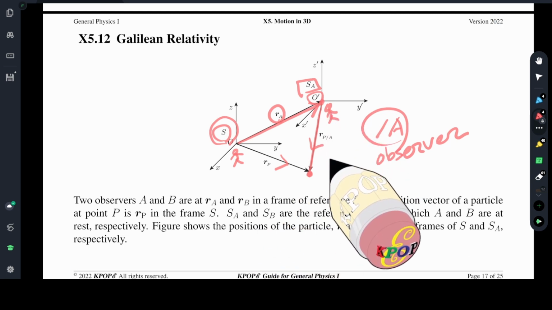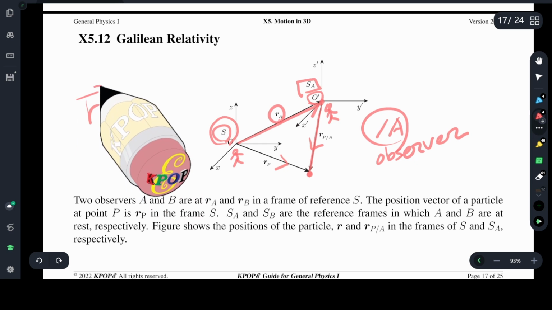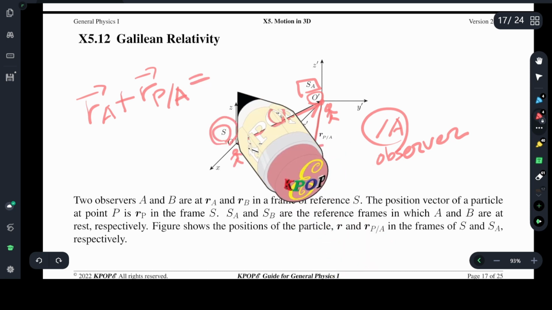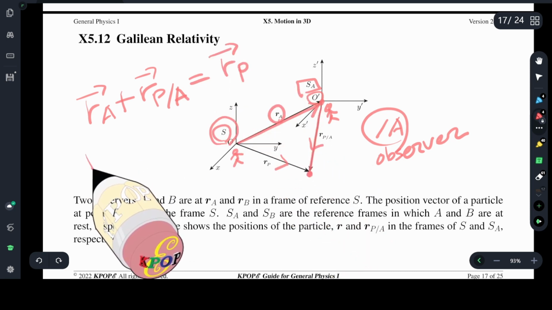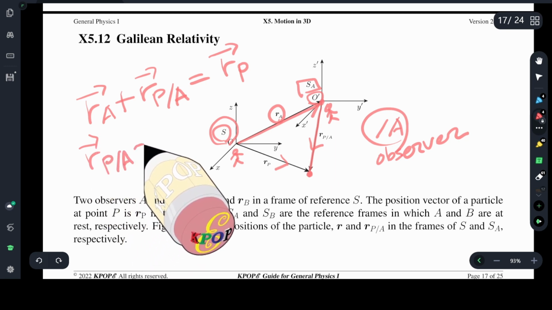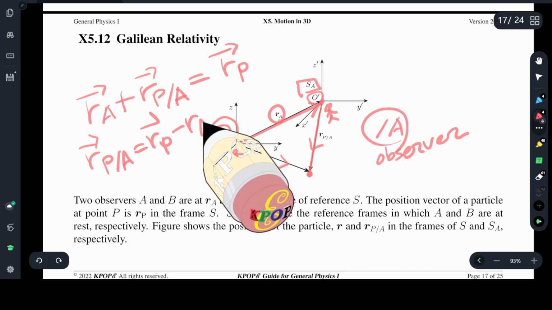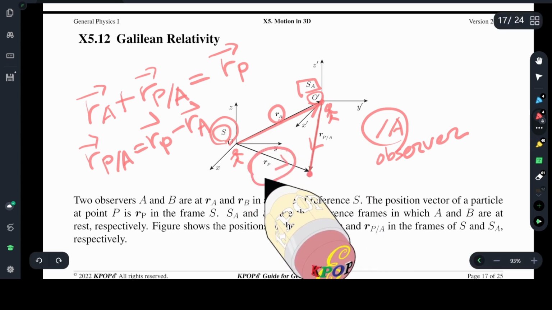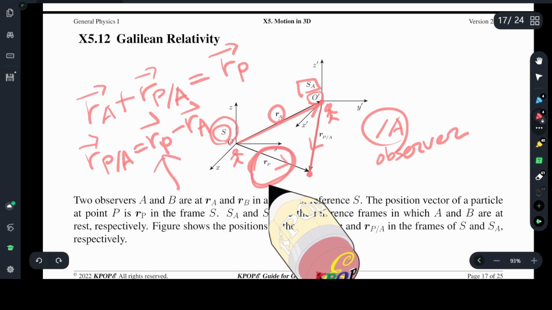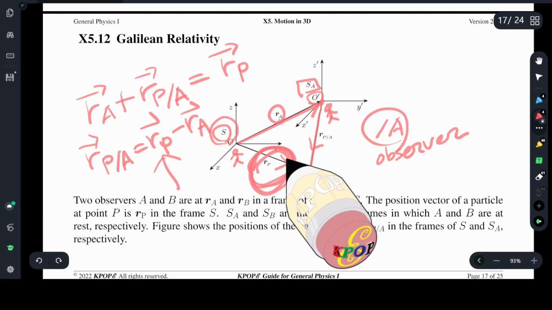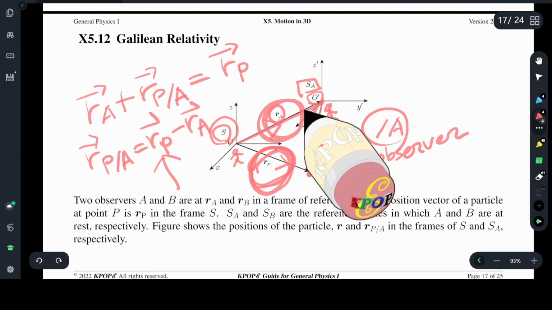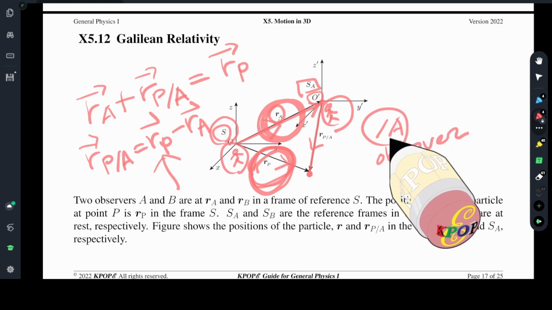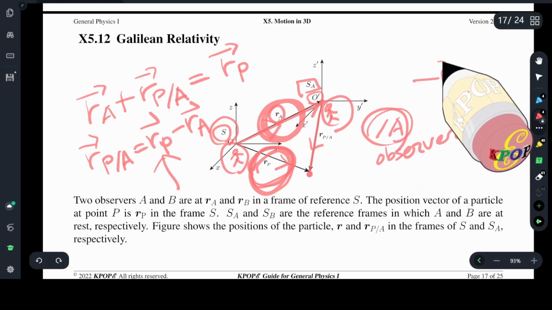Here we find a triangle. We find RA plus RPA equals RP. So RPA equals RP subtracted by RA. This means whatever the observer may be, once it is measured, there is a position, but if you replace the observer, then what you have to do is subtract the position of the new observer in terms of the original observer. So slash A indeed is RA subtraction.